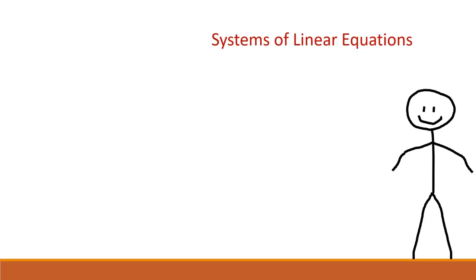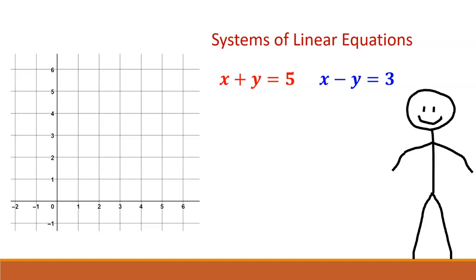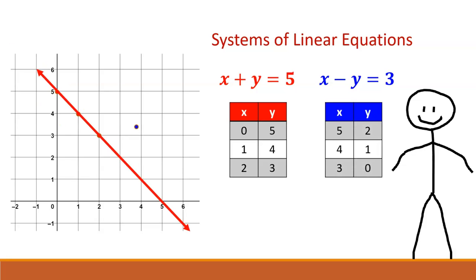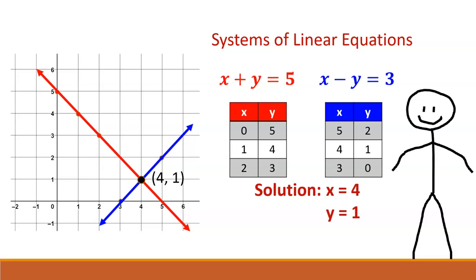A system of linear equations is just a set of equations for lines that we look at at the same time. What we're interested in is whether those lines have any points in common. One way to find that out is to just graph the two lines. If we can find a point that the two lines have in common, that point is called the solution to the system of linear equations.